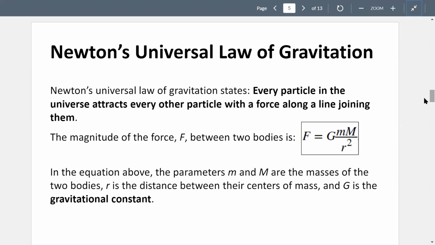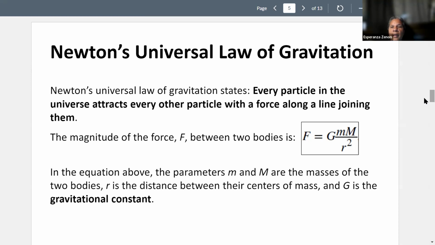So you take the masses of the two objects, you multiply them, and you divide by the distance between them squared. And then you multiply all of that times this constant, big G. Big G is known as the gravitation constant or the universal gravitation constant, okay?